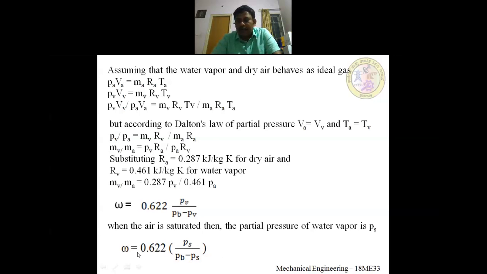Saturated air means what? The air which contains the maximum amount of moisture it can hold for a given pressure and temperature. Here omega represents the specific humidity of unsaturated air. Normal atmospheric air is unsaturated air, which does not contain the maximum amount of moisture or water vapor. That is omega.